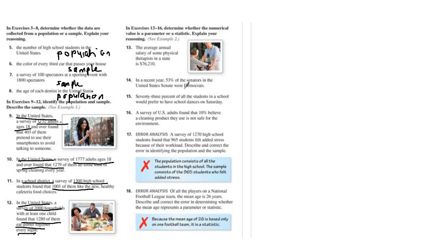Determine whether it's a parameter or statistic. Average annual salary of some physical therapists in a state is $76,210. Statistic. That's a statistic, right? You've been using statistics all wrong. If you say everything's a statistic, it's not. Some of them are parameters.